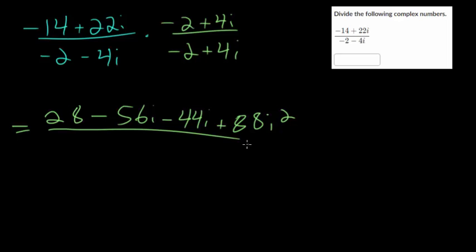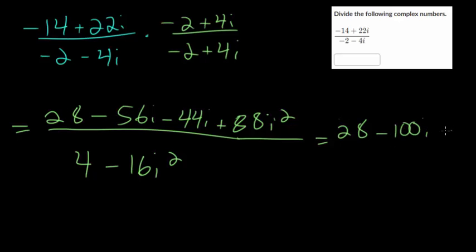So that's the top. Now we can look at the bottom. So minus 2 and minus 2 would make 4. Then you have minus 8i plus 8i. So those middle terms cancel, as we wanted. And minus 4i times 4i would be minus 16i squared. Now simplifying, i squared is minus 1, so you get 28. Now this would be minus 100i, and then minus 88, all divided by 4 plus 16, because i squared is minus 1, minus 16 times minus 1 is positive 16.